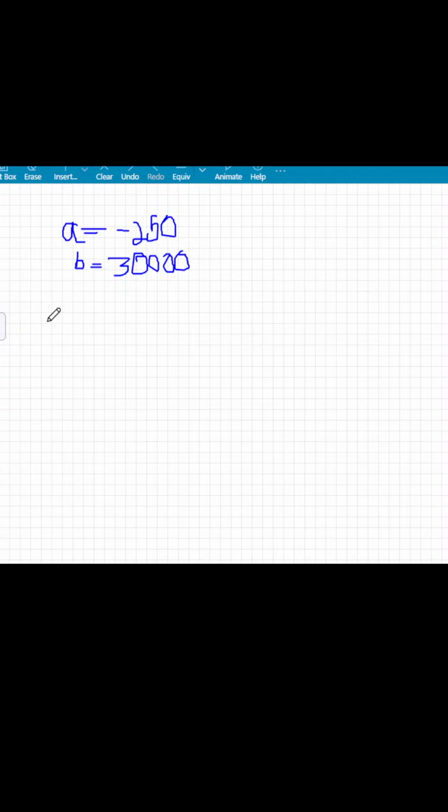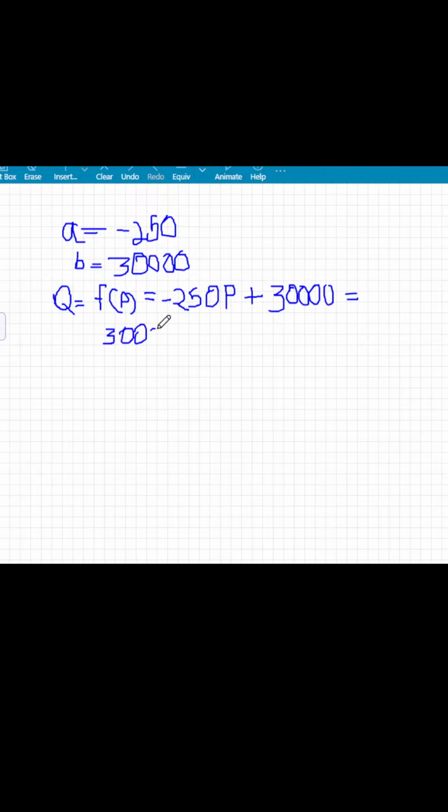So the function Q becomes f of p is equal to ap plus b, that is minus 250p plus 30,000. So this we can rewrite as 30,000 minus 250p.